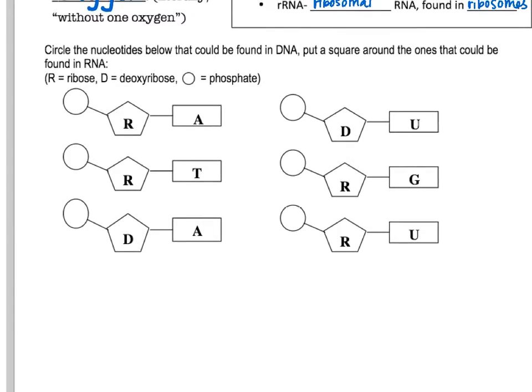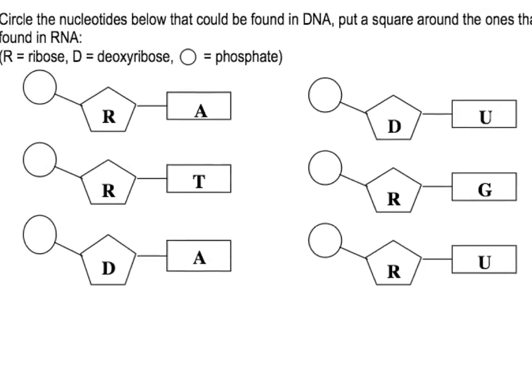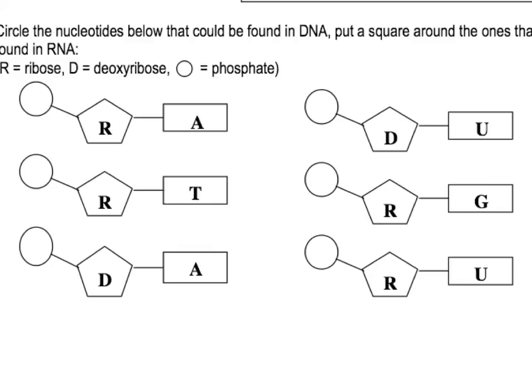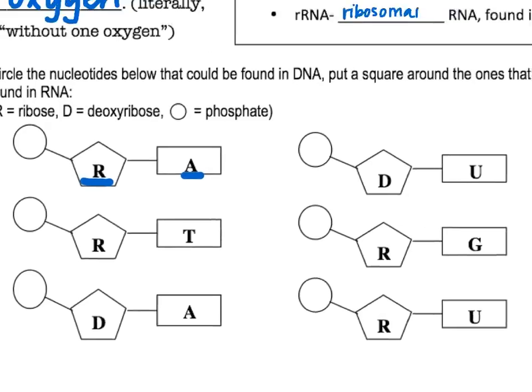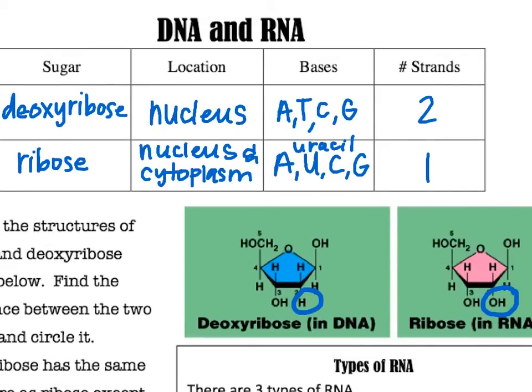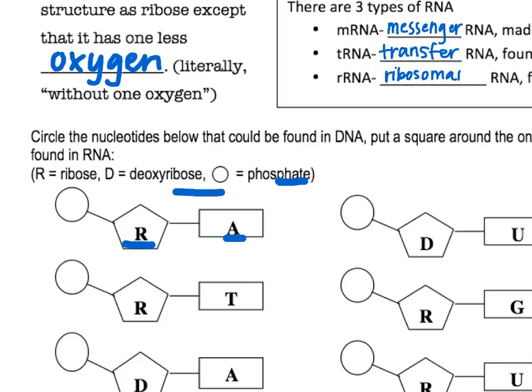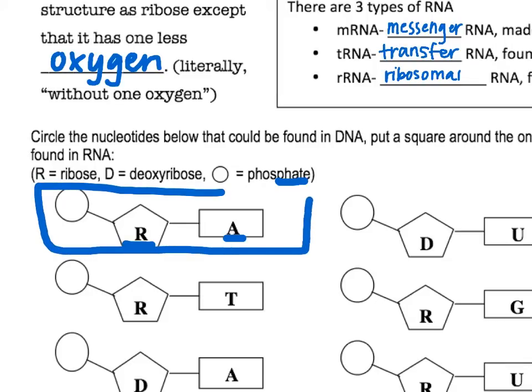Now we're going to come down here, and our job is to identify which of these nucleotides belong in DNA and which belong in RNA. In our first nucleotide we have R for ribose. That tells us that this is a nucleotide found in RNA. And it has a base letter A with it, and if we go back up to our table, RNA does have adenine as a base. So that tells us that this is a good nucleotide, and we're going to put a square around it, because our job is to put a square around the nucleotides that can be found in RNA.